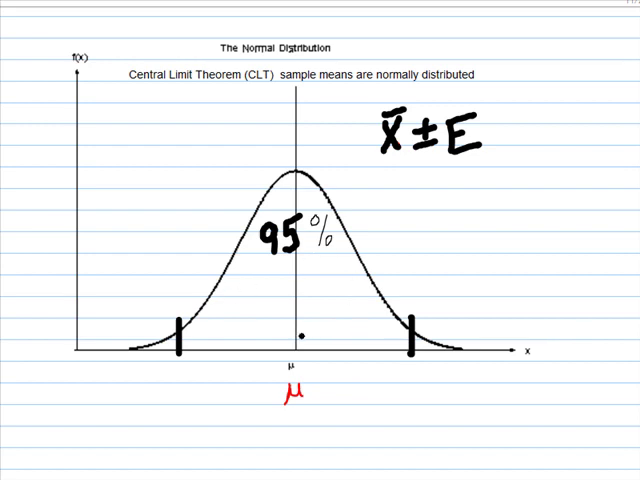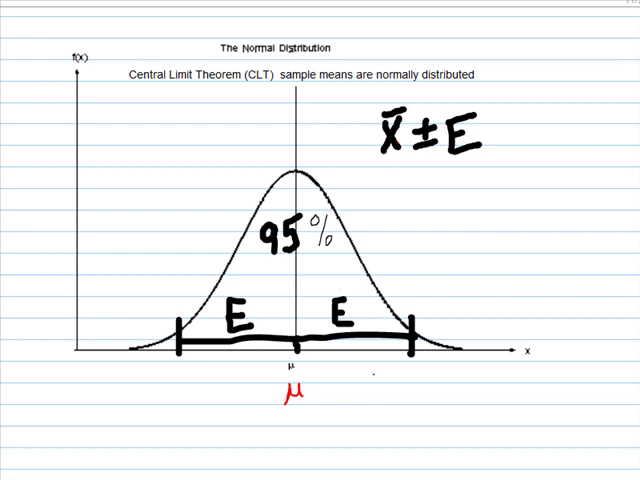This distance is what we call the margin of error, E. This is E, our margin of error, and symmetrically also on this side. This is our margin of error E.